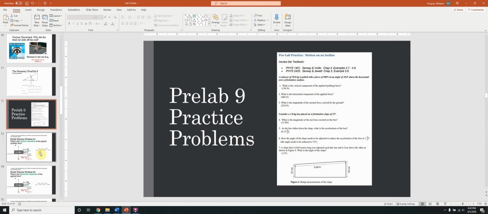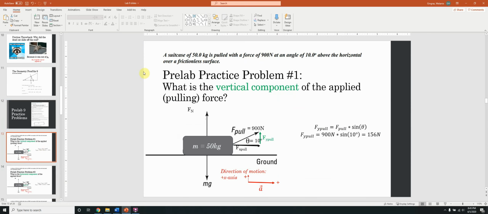All right, so Prelab practice problem number 1. A suitcase of 50 kilograms is pulled with a force of 900 newtons. So you can see I've labeled that our mass is 50 kilograms, and it is being pulled with a force of 900 newtons at an angle of 10 degrees above a horizontal frictionless surface. So this angle here is 10 degrees. This force, as I mentioned already, is 900 newtons. We have no frictional force opposing the motion. And then Prelab practice problem number 1 asks, what is the vertical component of the applied pulling force? So what we're looking for here is, what is Fy pull?